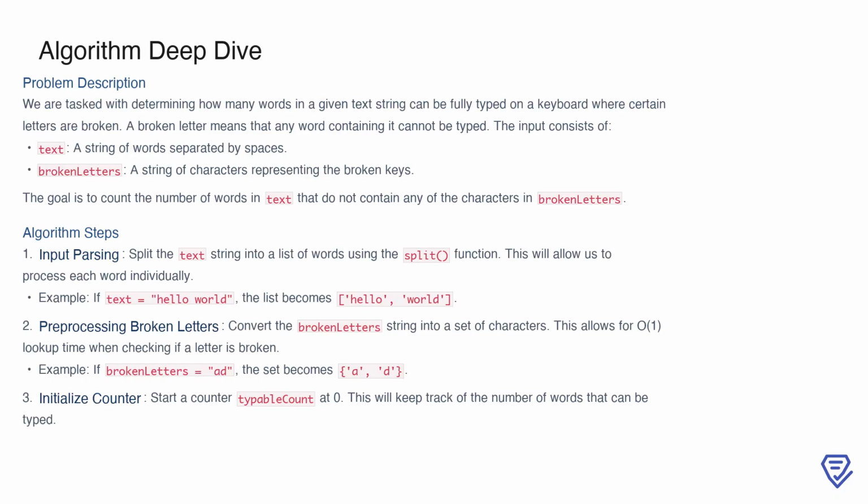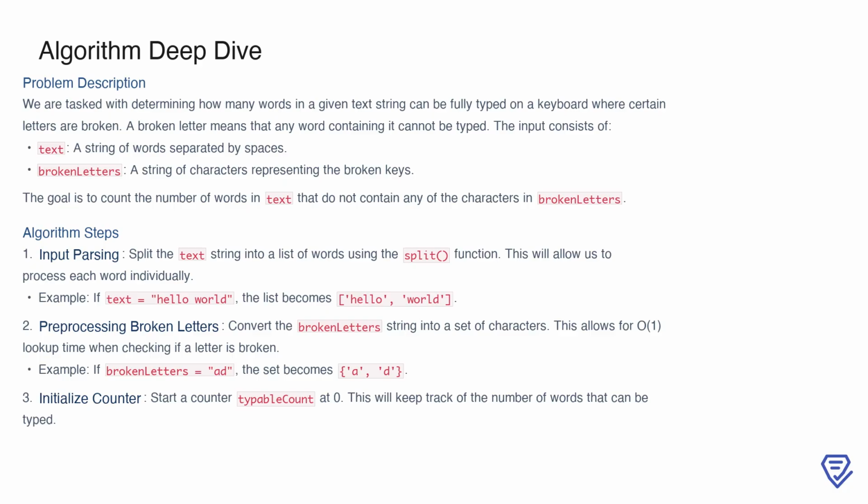In this problem, we're tasked with identifying how many words from a given text string can be fully typed on a keyboard where certain keys are broken. A broken key means that any word containing this letter cannot be typed. Our inputs are a text string of words separated by spaces and a broken letters string, which lists the broken keys. The goal is to count the number of words in text that do not contain any of the broken letters.